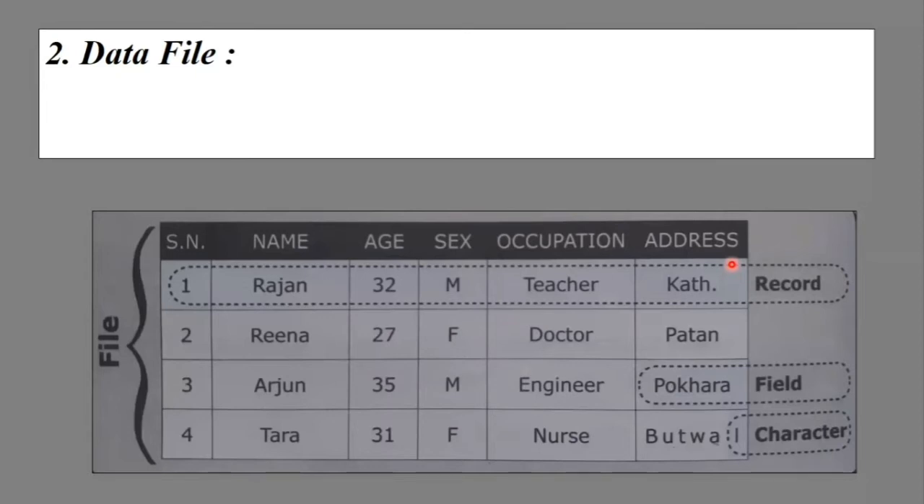This is a field, say the address field. So see here, this Pokhara is an address field, and this L in Butwal, you see, is a character. So simply what happens when we create a data file, it is going to be stored in our hard disk.